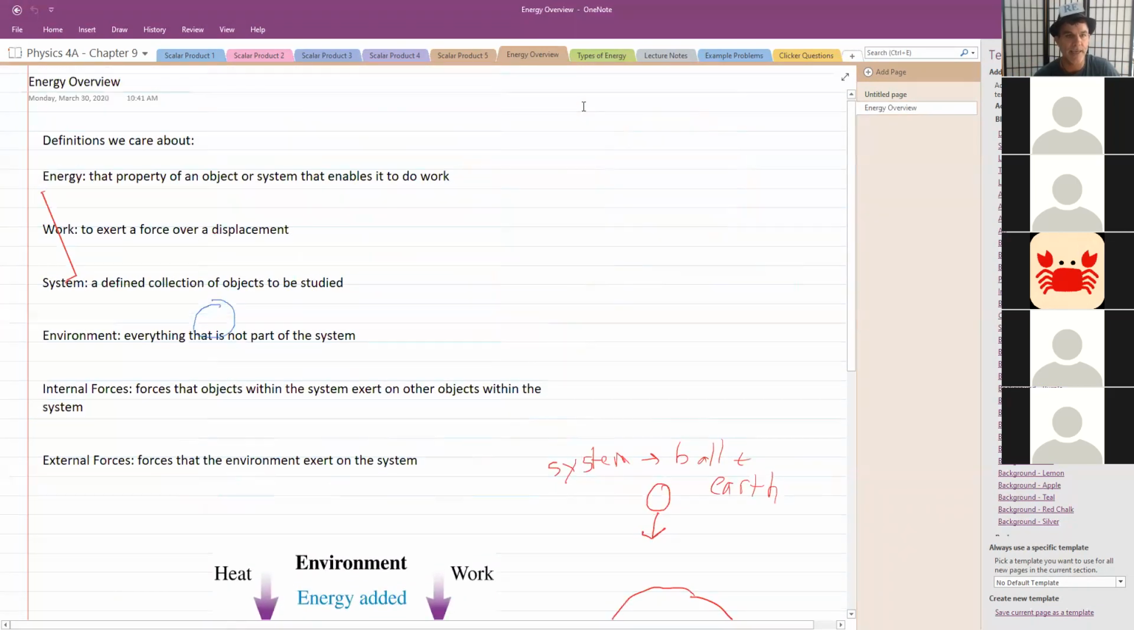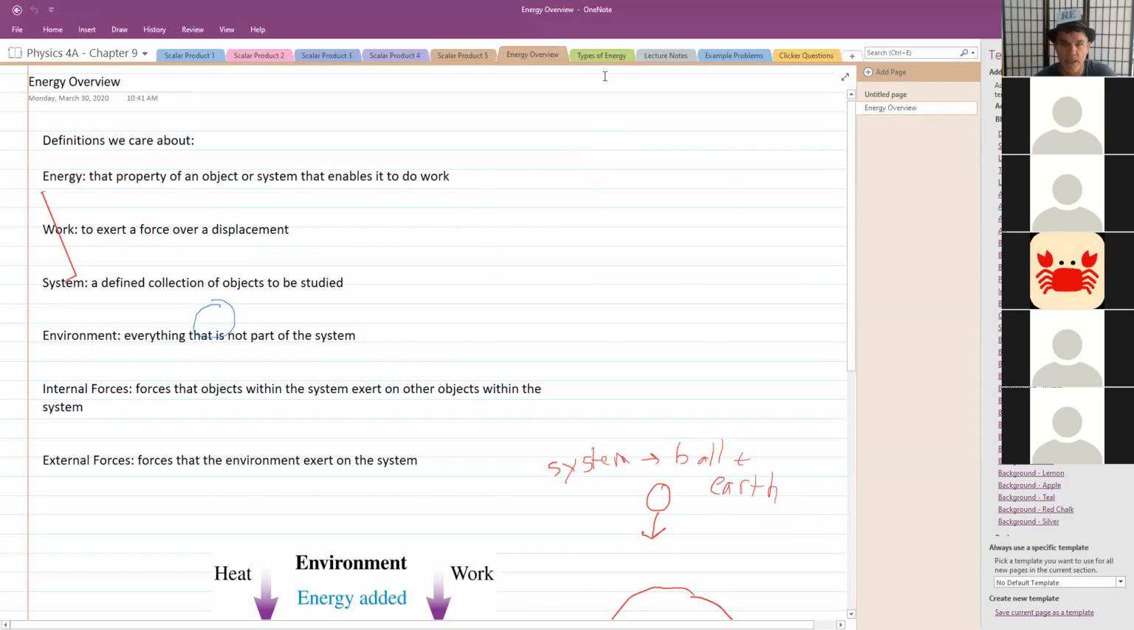Now, what is energy? Energy is just this property of an object that enables it to do work, which means it enables it to exert a force over a distance. And then again, system is a defined collection of objects defined by you. Anything that's not the system is the environment. And the reason we care about it is because we're going to start differentiating between internal forces and external forces. Internal forces are forces that objects within the system exert on each other. External forces are forces that the environment exerts on the system.